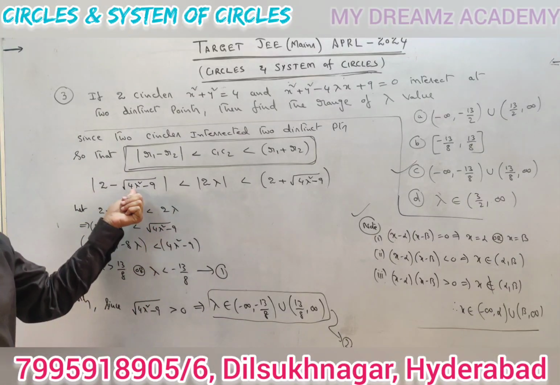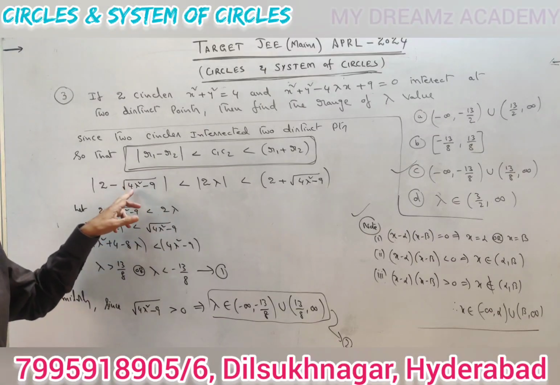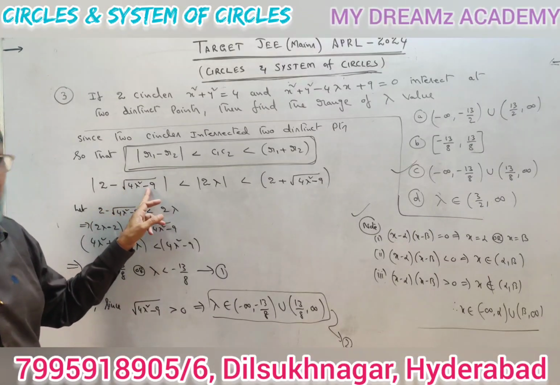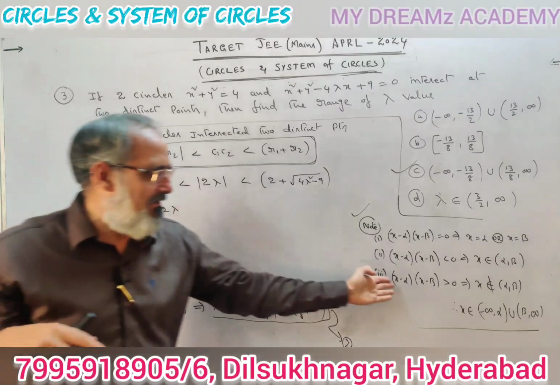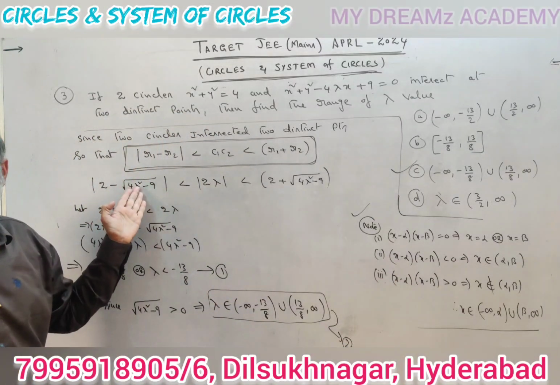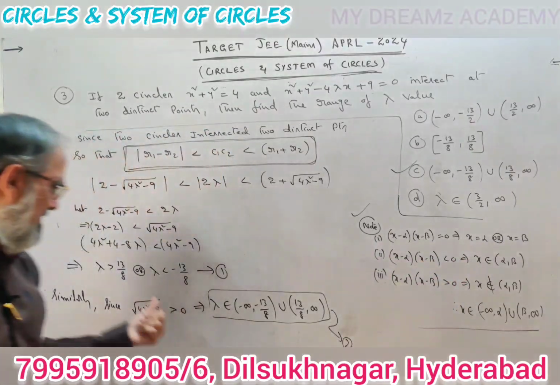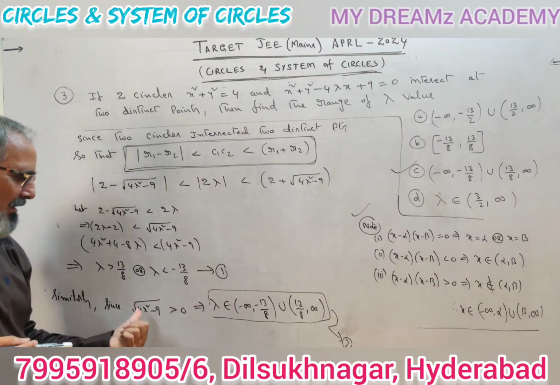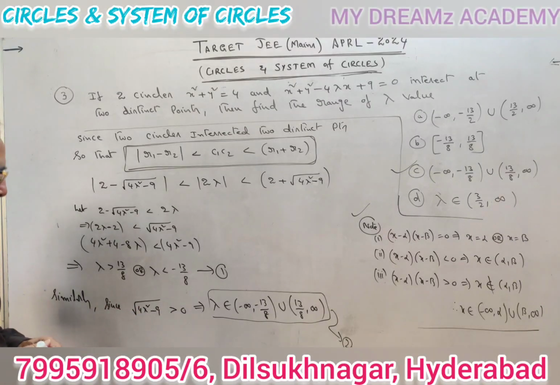Under that concept, 4 lambda square minus 9 should be greater than 0. That means (2 lambda plus 3) into (2 lambda minus 3) greater than 0. Whenever both are greater than 0, x does not belong to that. So lambda does not belong to in between these two values.